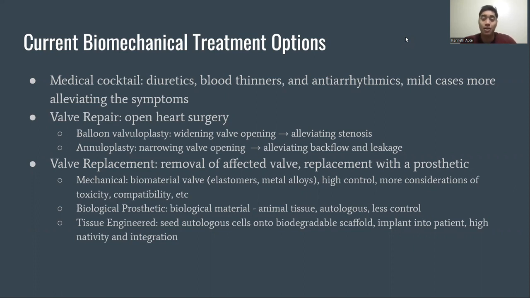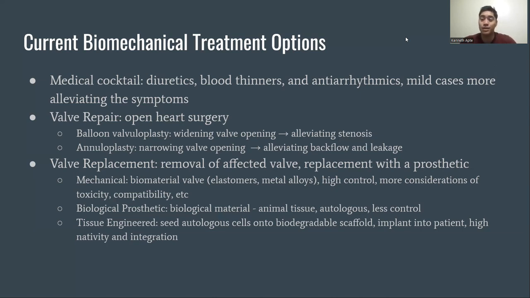In the case of a valve repair, two common procedures are the balloon valvuloplasty. This is when you have stenosis, or namely a narrow valve, you widen it. And then another popular surgery is the opposite of that. It's when you have a wide valve opening, you narrow it to get rid of that backflow and leakage. In the case that the tissue can't simply be repaired, you'd have to replace it with a prosthetic.